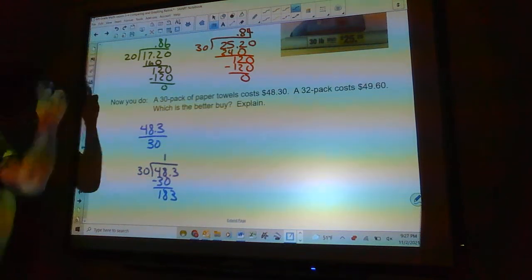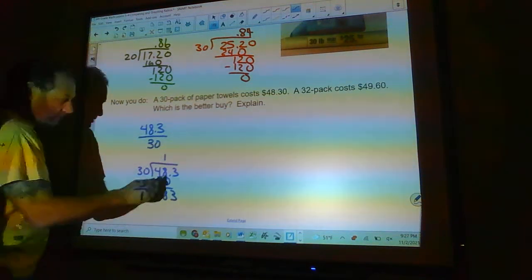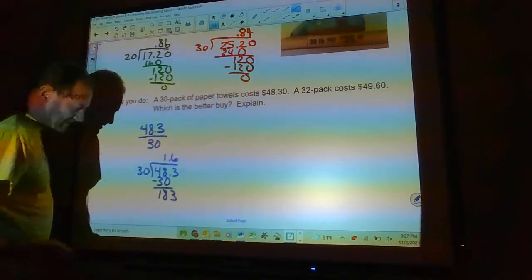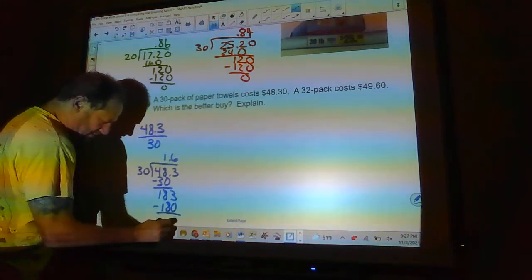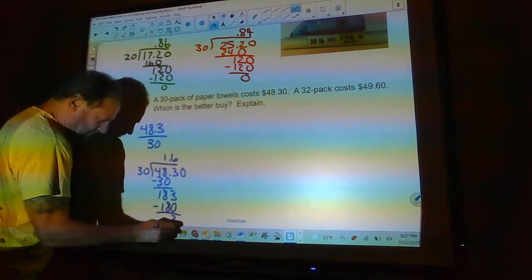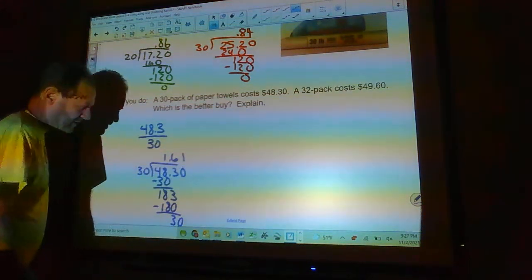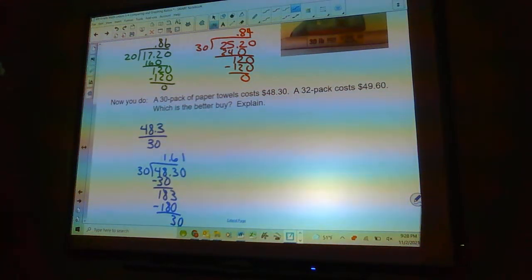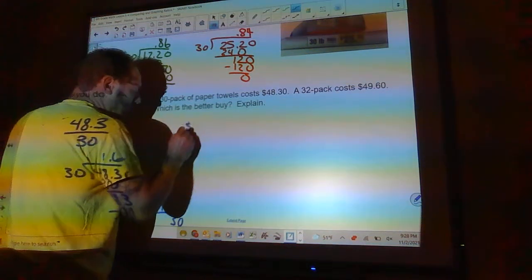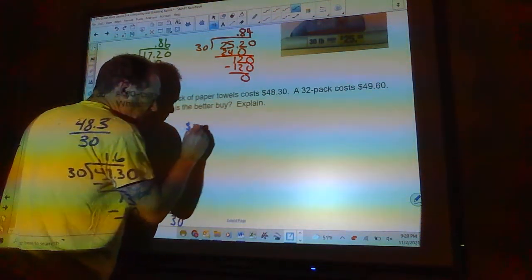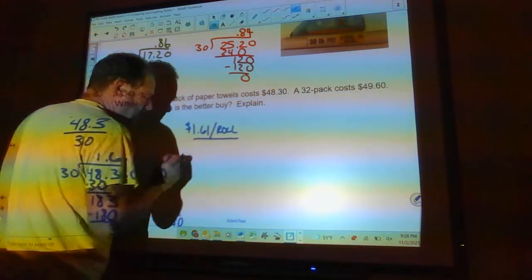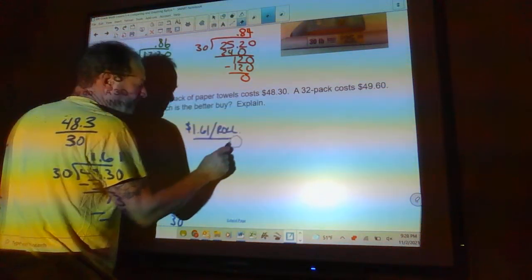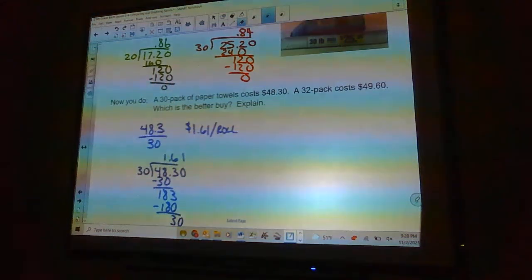Drop my 3. 30 will go in there 6 times. Oops, I forgot my decimal point right there. Okay, that's 180. Subtract, drops my 3. Drop down to 0. That goes in there 1. So in this package, each paper towel roll costs $1.61 per roll. We don't want to box that yet because we don't know if that's the winner.